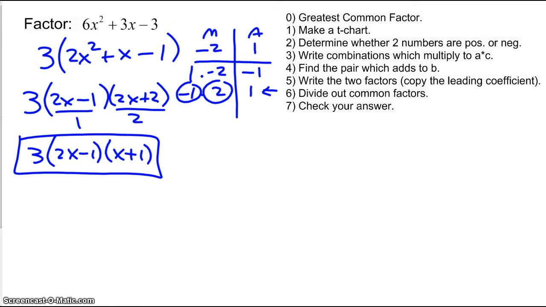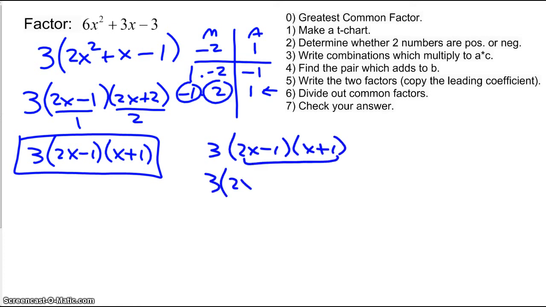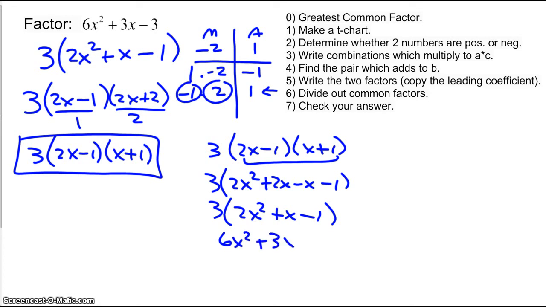We should definitely check this one. Let's do that over here. 3 times 2x minus 1 times x plus 1. First we'll do this part, and I'll leave the 3 out here. So I have 2x squared plus 2x minus x minus 1. That's 3 times 2x squared. 2x minus x is 1x. And then if I distribute that 3 times 2 is 6x squared plus 3x minus 3. And that is, in fact, the original expression. So we're good.